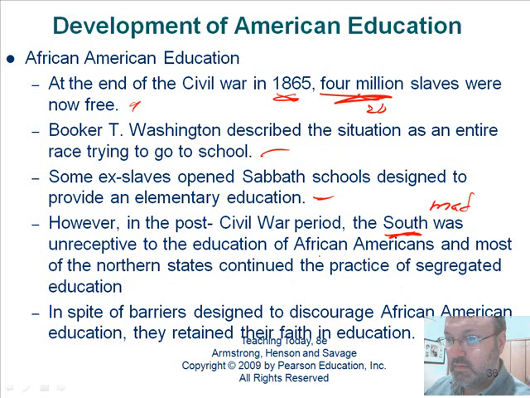Okay? And when the slaves would come north up here, the people of the northern states say, sure, come on in, but here, your school's over here, the neighborhood school's over here. And these barriers designed to discourage African American education, they retained their faith in education, because they could see how important that was. And where does it lead to? Well, it was Brown versus the Board of Education in '54 said the little black girl can go to the neighborhood school, when the community had said, you need to go down the street to the school with the black children.